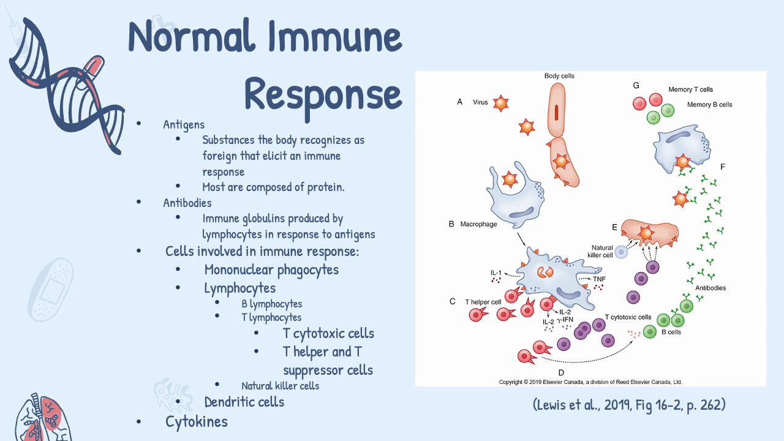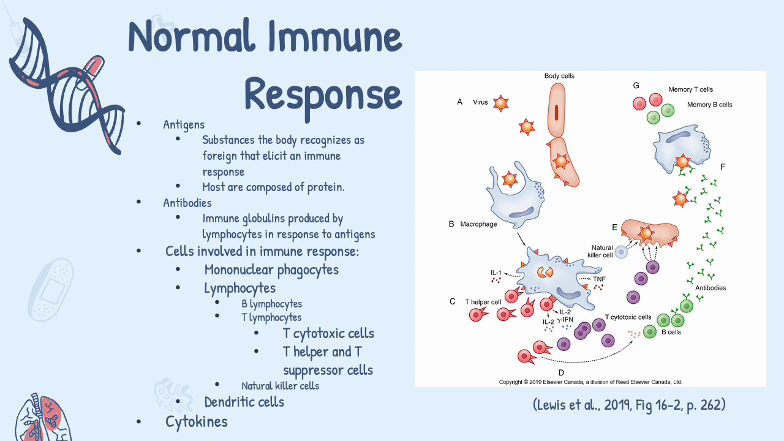Antibodies are the immunoglobulins produced by the lymphocytes in response to this recognition of antigens, and the cells that are involved in the immune response include both mononuclear phagocytes and lymphocytes. The mononuclear phagocytes include monocytes in the blood as well as macrophages in the body. And these are important because they capture the antigen and then present it to the lymphocytes.